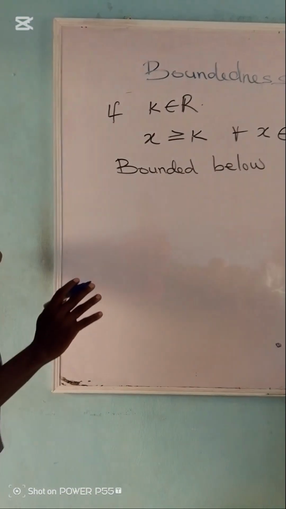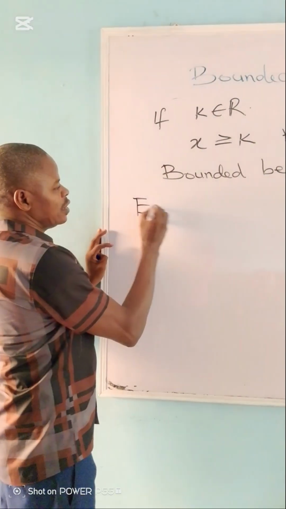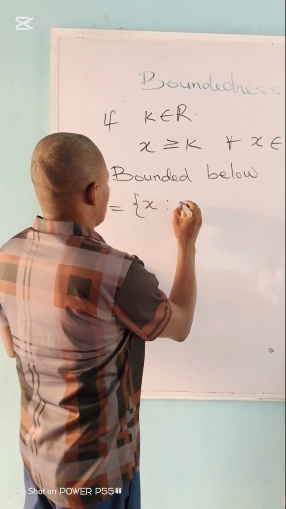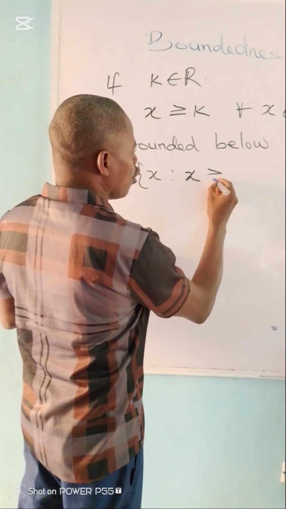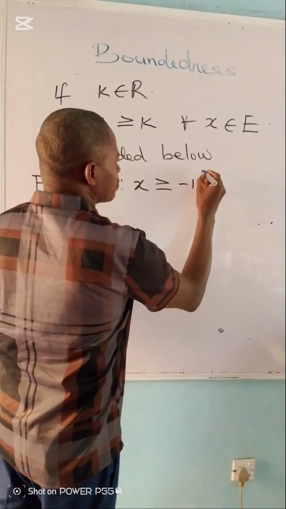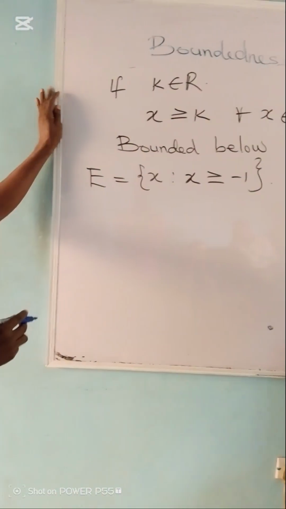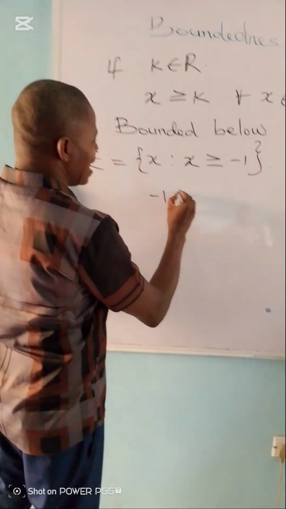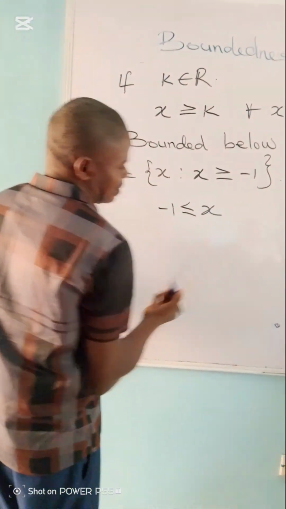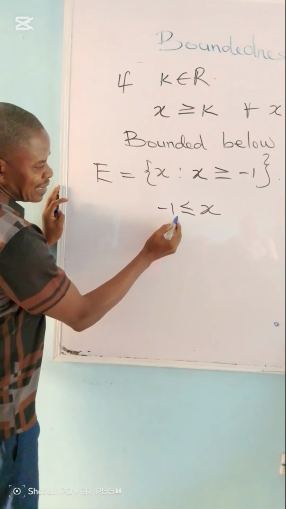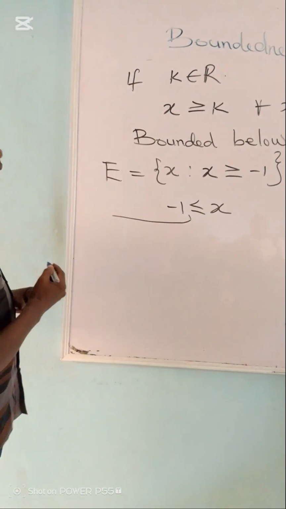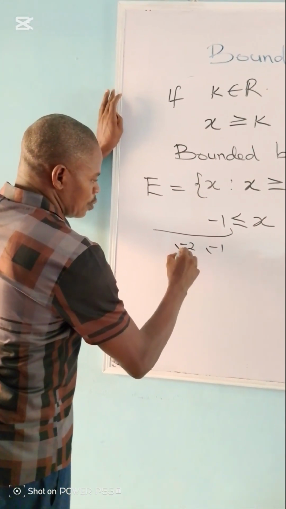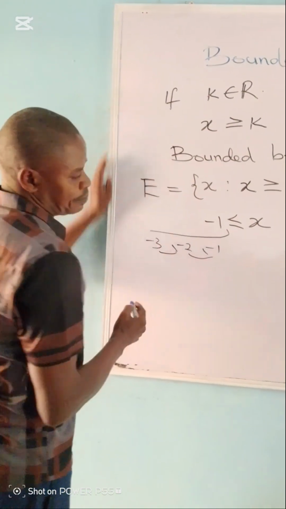Let me use an example to illustrate. If my E is equal to the set of x such that x is greater than or equal to, let's say, -1, obviously we have -1 less than or equal to x. That is, this particular set has lower bounds. And what are the lower bounds here? The lower bounds here are -1, -2, -3, and the numbers between them.